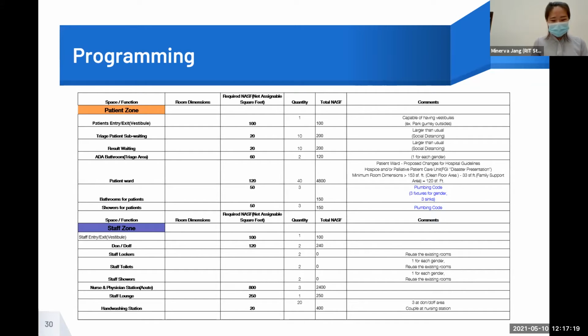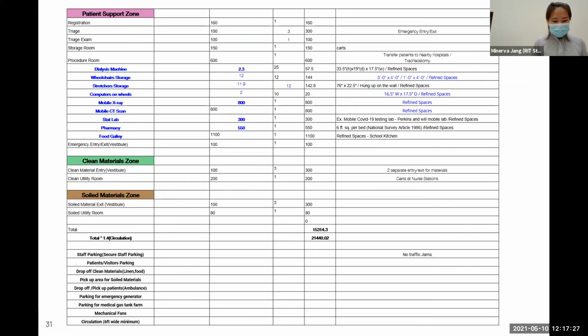In the patient zone, there are patient wards, and in the staff zone, lockers, toilets, lounges, nurse stations, and hand washing stations everywhere. In the patient support zone, medical tools such as dialysis machines, mobile x-rays, and a stat lab are included. Clean material and soil material zones each have their own utility and separate entry and exit for infection control. And below the soil material zones are site-related spaces.